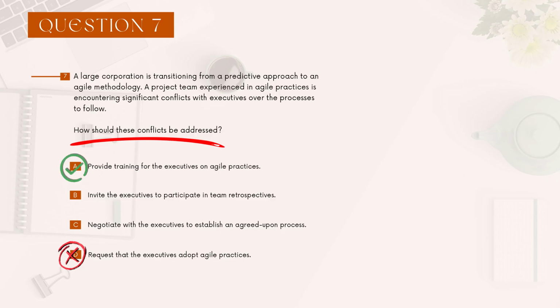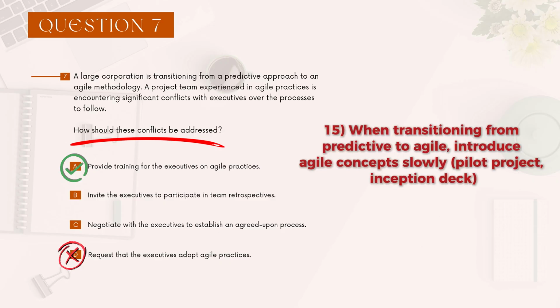I'm going to go with A. That's the first thing you want to do. Because when you're transitioning from predictive to agile, it's a big culture change. And one of our principles is that when you are transitioning from predictive to agile, introduce agile concepts slowly. Training is going to be essential for your executives because they'll know what is actually happening in the processes. And then after that, you can negotiate with the executives to establish an agreed upon process. So the best answer here is going to be A.